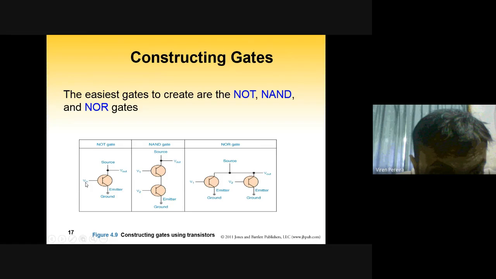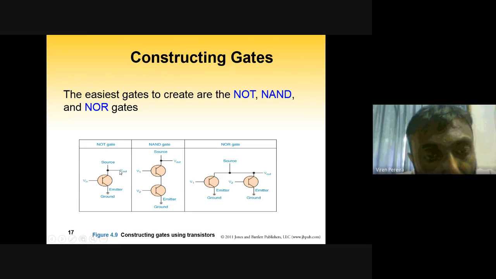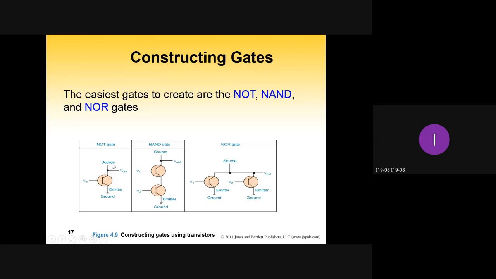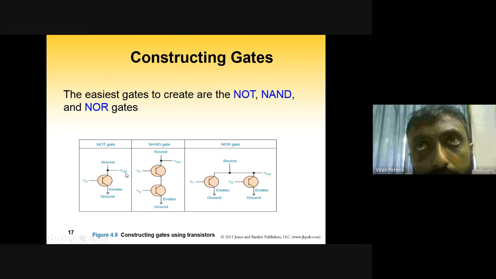Now your V input is nothing but your A, and your V out is your X. If you're giving an input signal of 1, that is basically 1 volt or 5 volt, what will be your output? 0. If you're giving a V input of 0, these two things will not short. Your source and emitter will not short. So what you will get here? 1. So this is how your inverse gate works using your transistor.